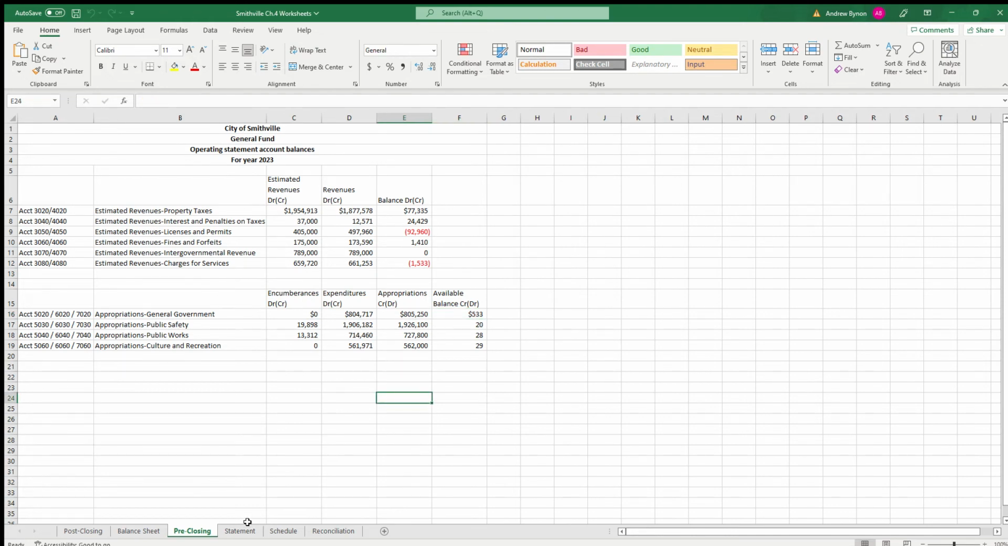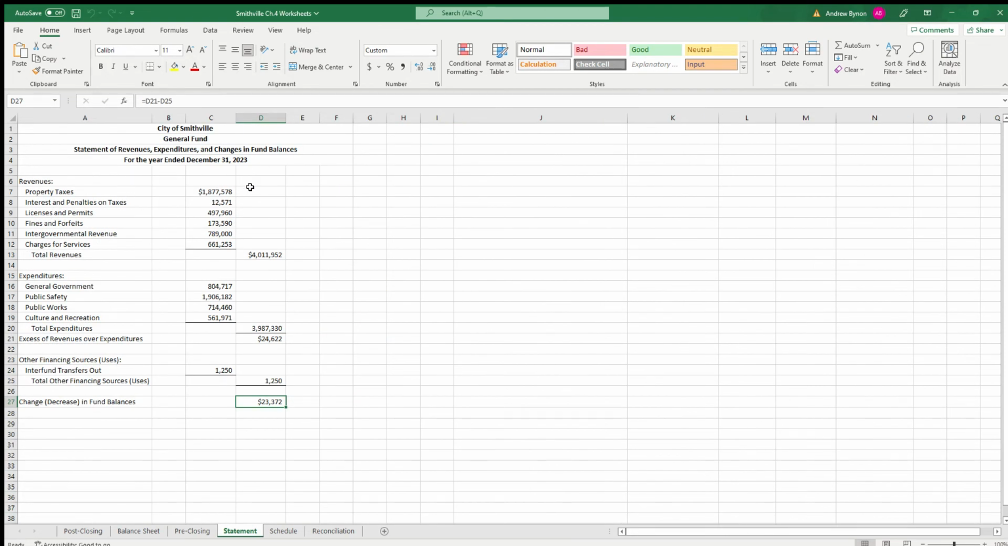From this, we generate two things. Our statement of revenues, expenditures, and changes in fund balances, which is essentially a governmental fund's income statement, which helps us track the flow of resources in and out of funding. So we have resources such as revenues that are coming in from property taxes, interest and penalties, licenses, fines, etc. Then we have our expenditures, and the amount of resources we have to let go to keep things moving.